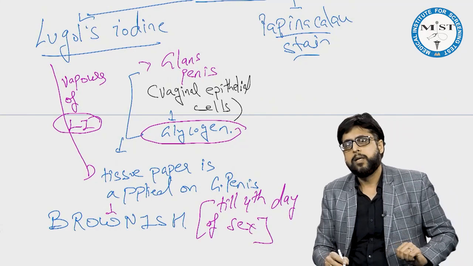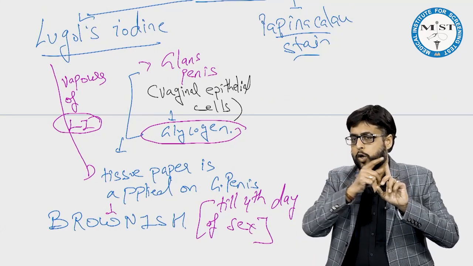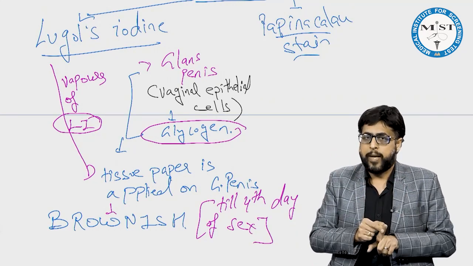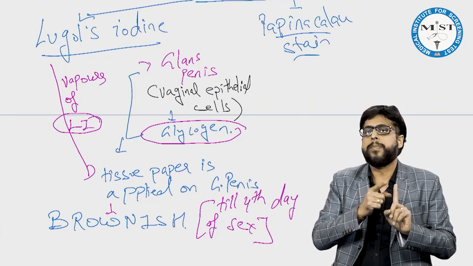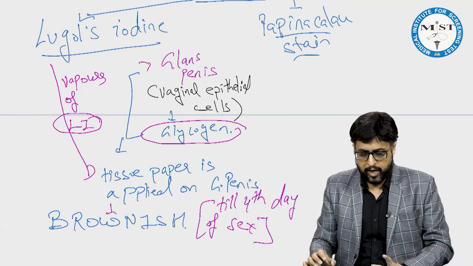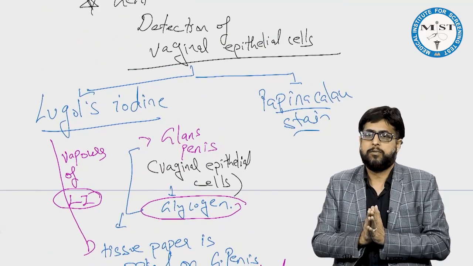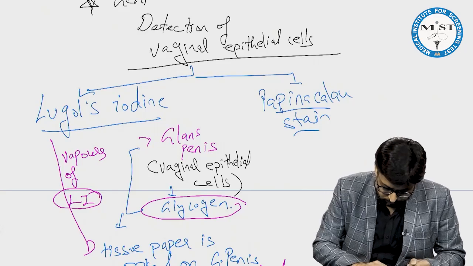Understood? So, please remember, toluidine dye to detect recent micro injuries, Lugol's iodine and pepinocolostane to detect vaginal epithelial cells from the accused.